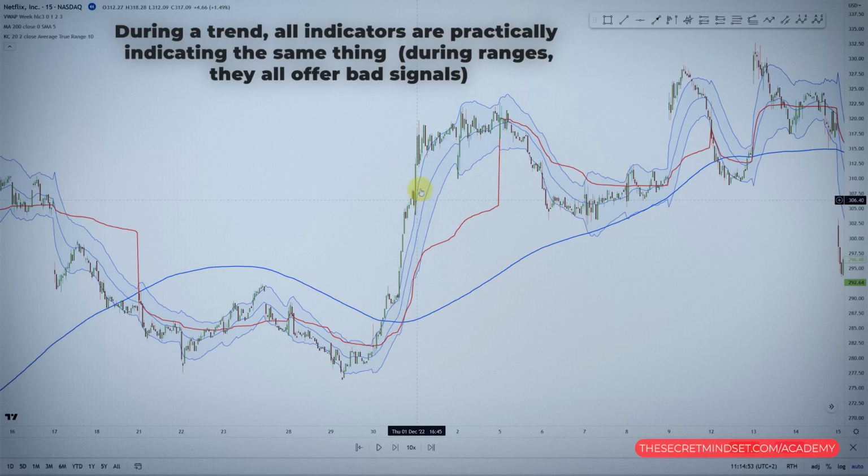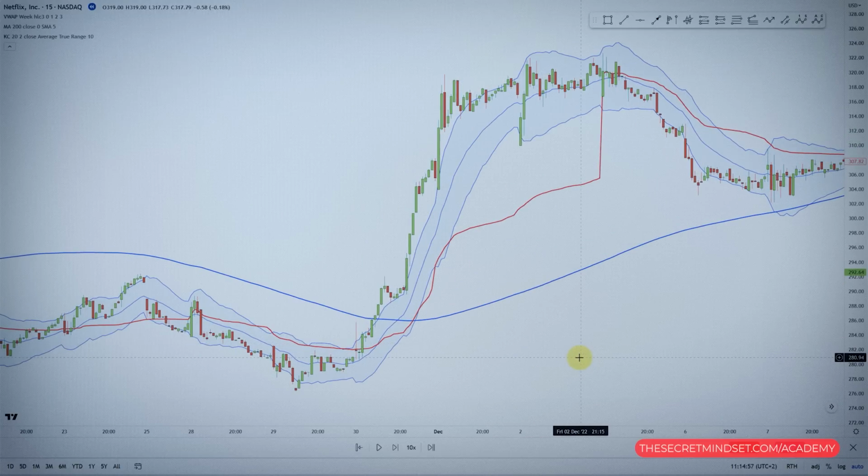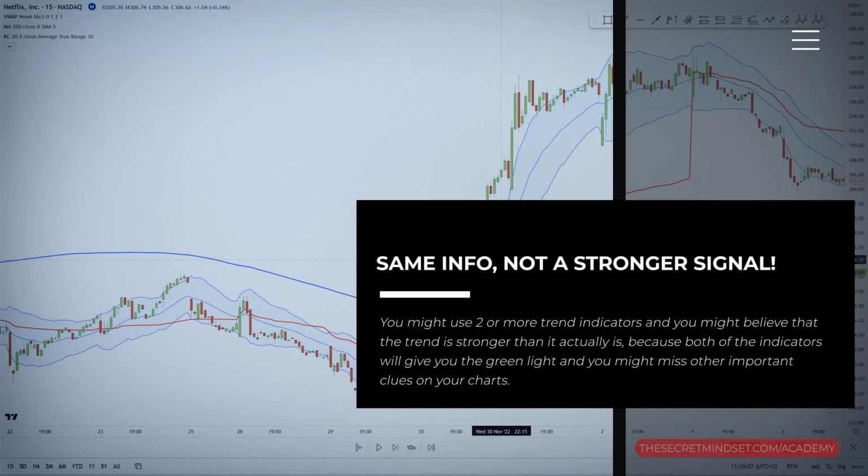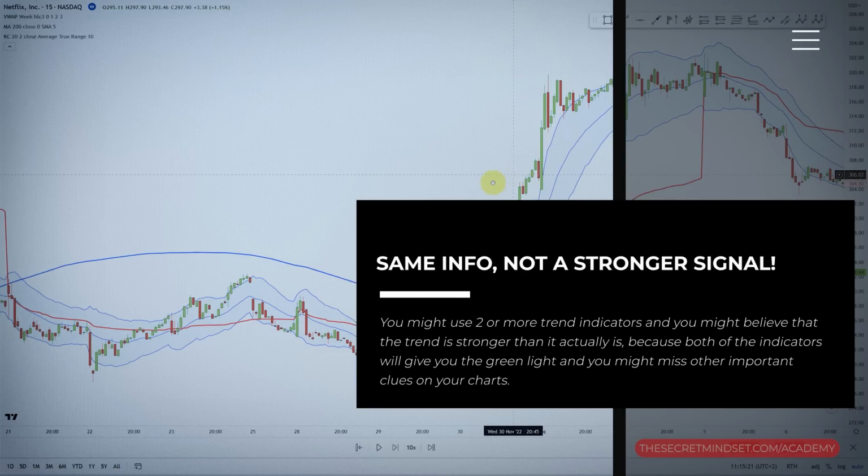I hope you see the problem with adding multiple indicators showing the same information. You will end up giving too much weight to the information provided by these indicators, and you can easily miss other crucial things. You might use 2 or more trend indicators, and you might believe that the trend is stronger than it actually is, because both of the indicators will give you the green light, and you might miss other important clues on your charts.